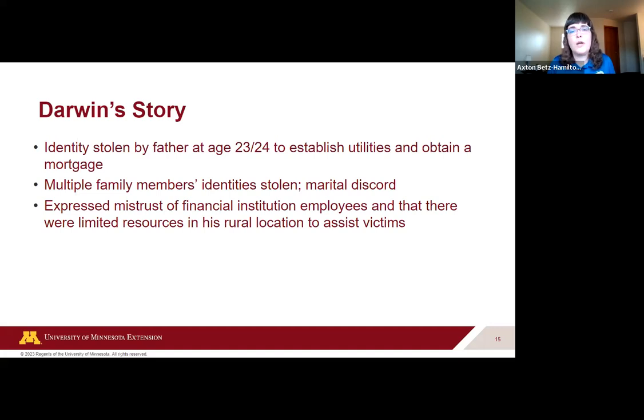Darwin expressed mistrust of financial institution employees. He talked about how, when they would ask for personal information to verify his identity, he didn't fully trust that, because what he said to me was, what keeps that employee from writing down my personal information or just remembering it and then using it to steal my identity? He also expressed that there were limited resources in his rural location to assist identity theft victims.